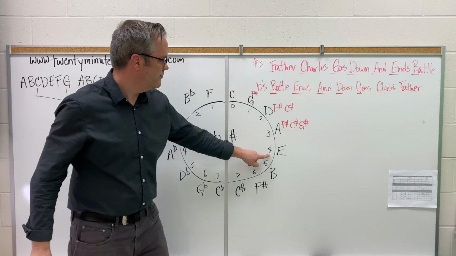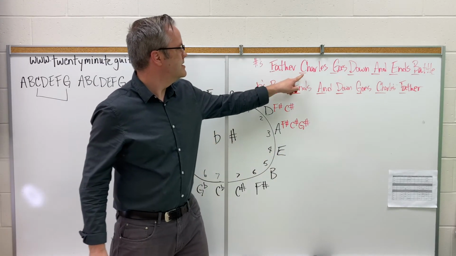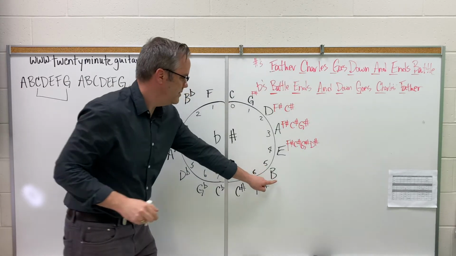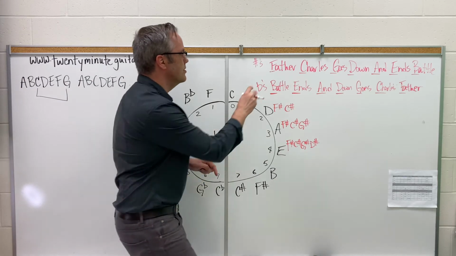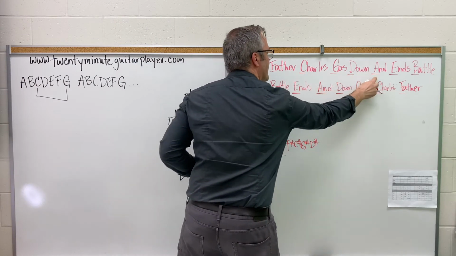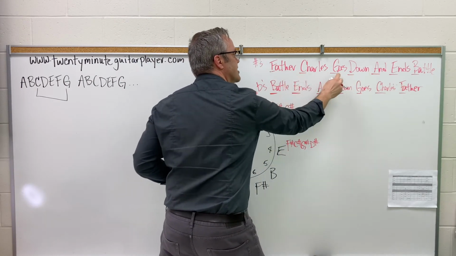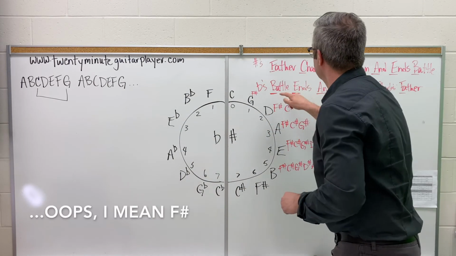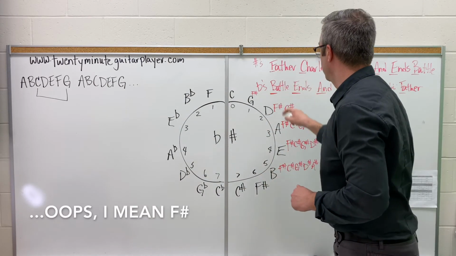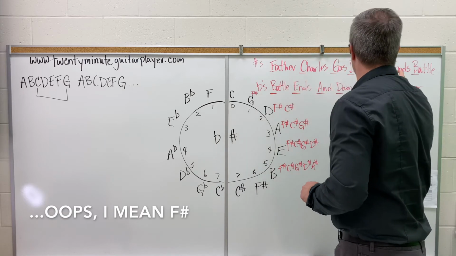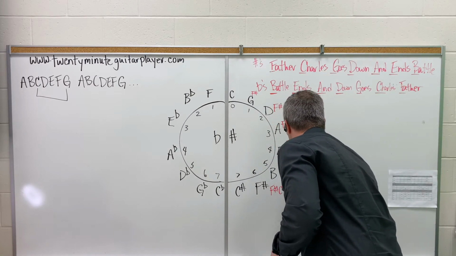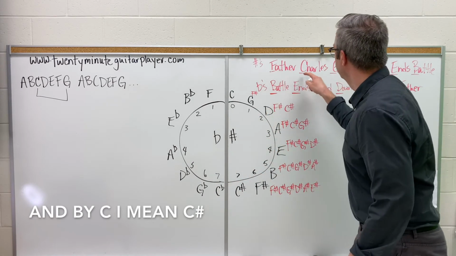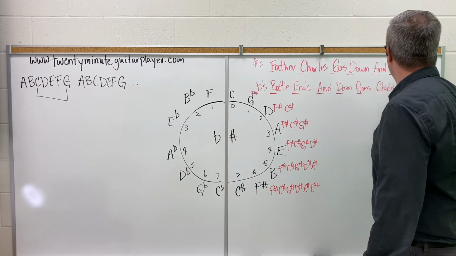So E has 4 sharps, F, C, G, and D, the first 4. B has 5 sharps. So 1, 2, 3, 4, 5. F, C, G, D, A. F sharp has 6 sharps. 1, 2, 3, 4, 5, 6. And C sharp has all sharps. So F, C, G, D, A, E, B.